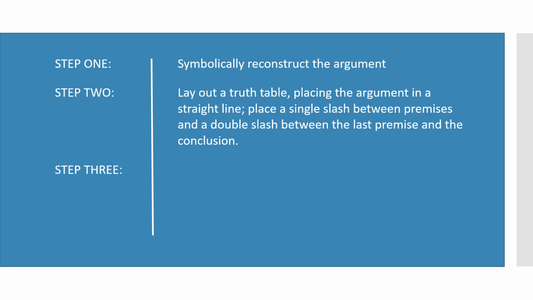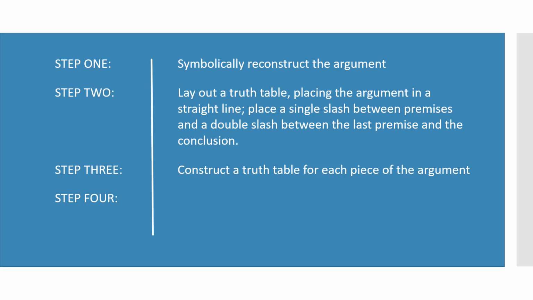Step 3 then says to construct a truth table for each piece of the argument. So if I have, let's say, 2 premises and a conclusion, I want to construct a truth table for each and every premise as well as for the conclusion.